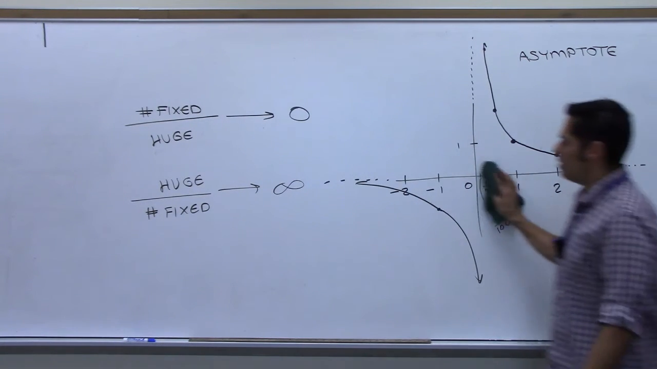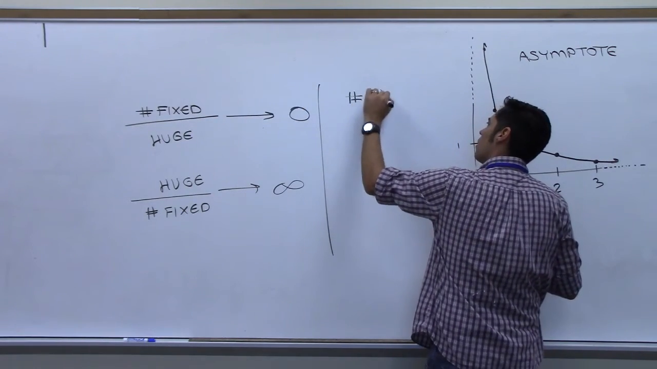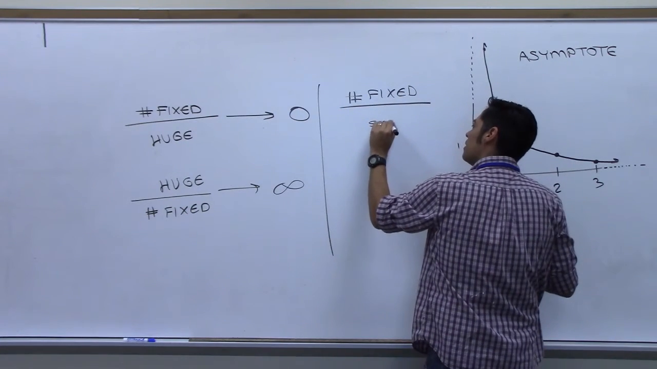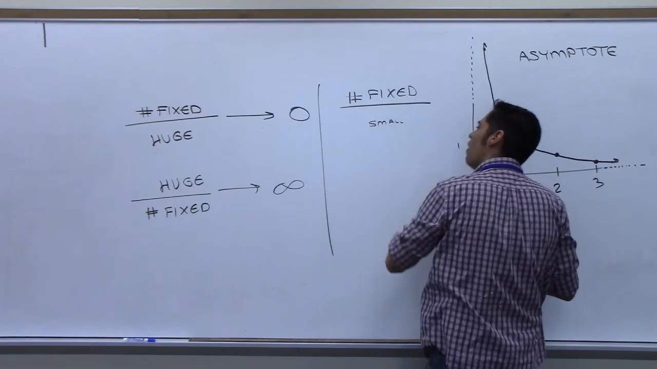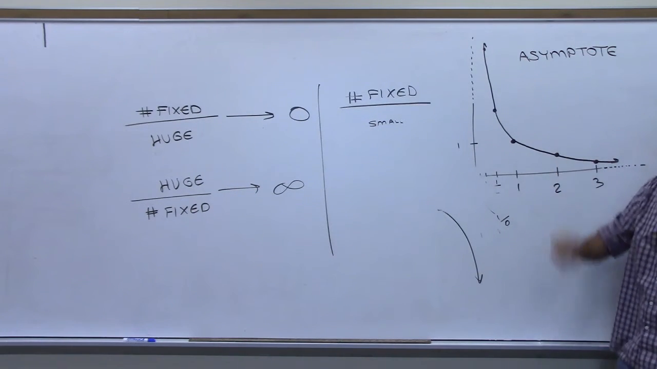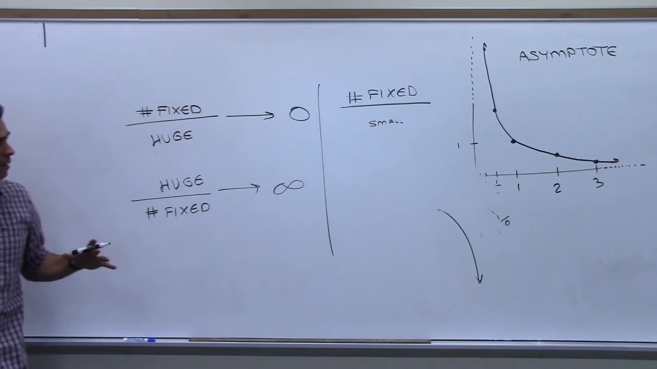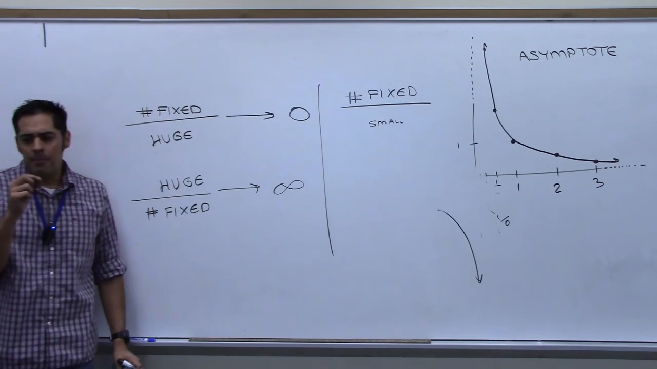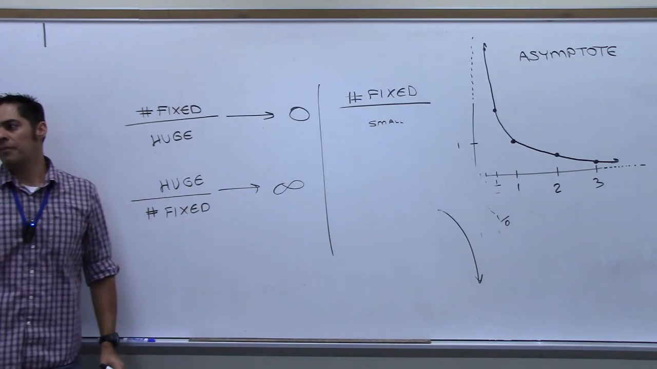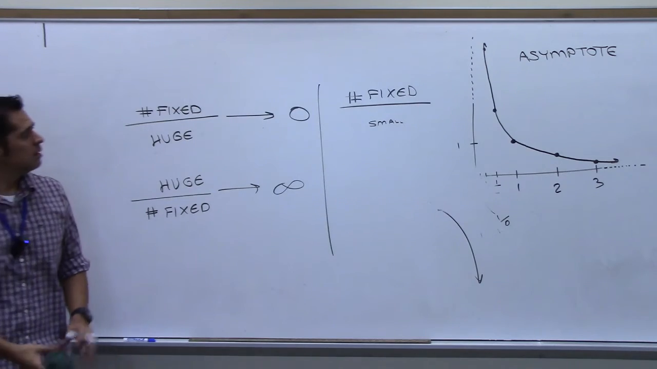Yes. Okay, what about this? What if I take a fixed number and on the bottom I let something get really, really small? The number on the bottom is really small. The number on top is fixed. So give me a fixed number. 10. Divide that by 0.000000001. Is it what? Big number. That's a huge number.